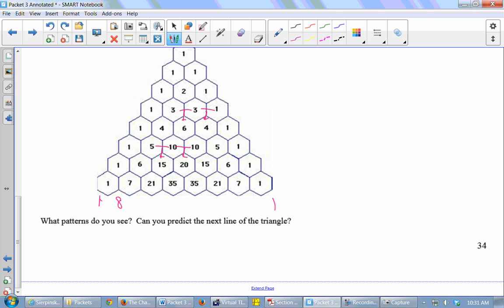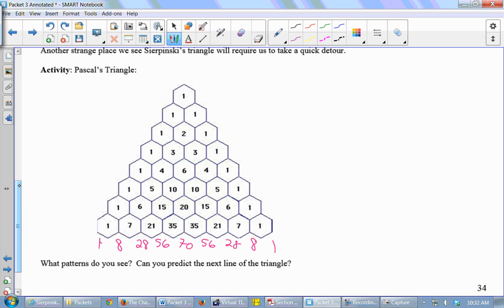1 and 7 is 8. 7 and 21 is 28. 21 and 35 is 56. 70, 56, 28, 8. There are tons of patterns, and mathematicians have studied this triangle since, I think, Pascal was around in the 1700s, but this triangle existed even before him.